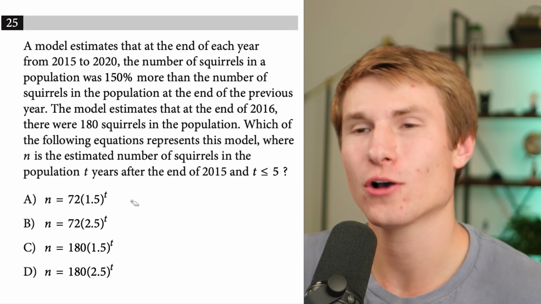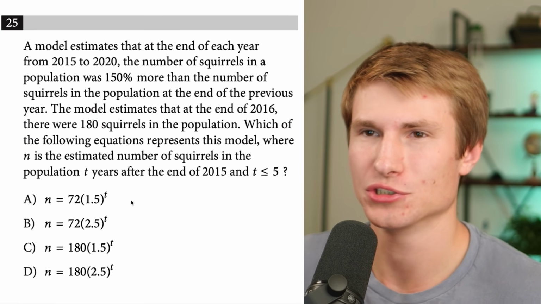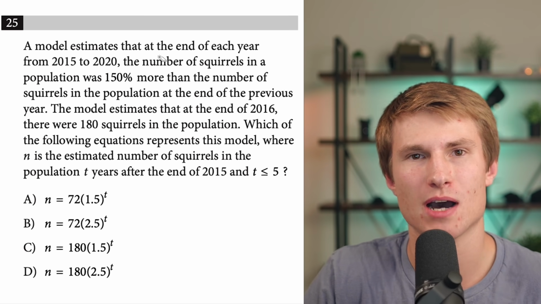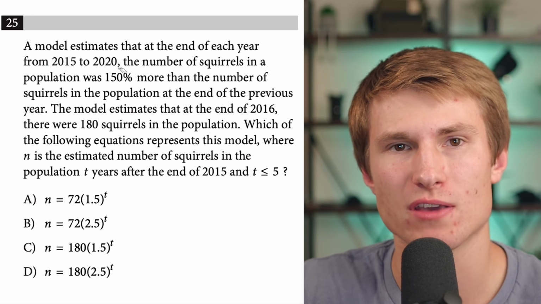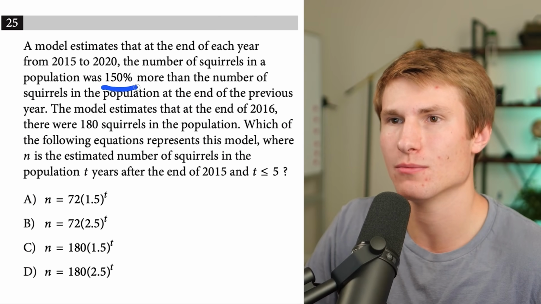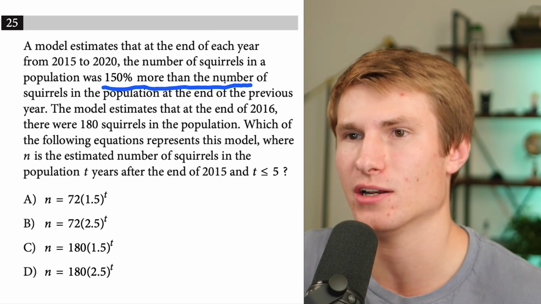Here's a really difficult SAT math question made super simple just by knowing the exponential growth formula. So question 25 states a model estimates that at the end of each year from 2015 to 2020, the number of squirrels in the population was 150% more than the number of squirrels in the population at the end of the previous year.